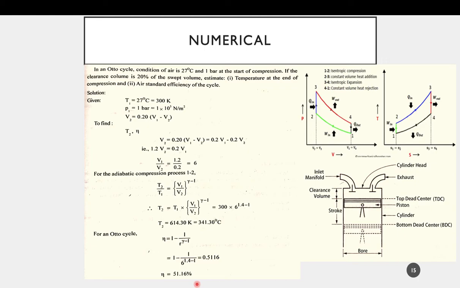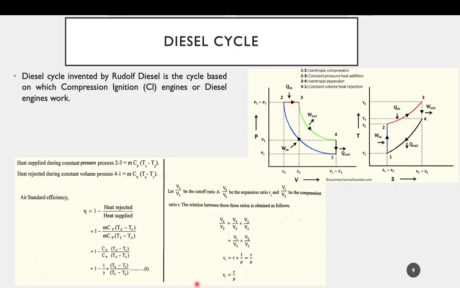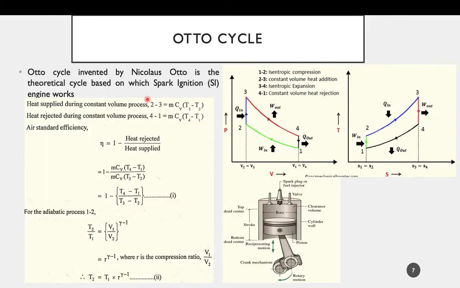Now we'll proceed to the diesel cycle. The diesel cycle was invented by Rudolf Diesel, and diesel engines or compression ignition engines, that is CI engines, work based on this cycle. The Otto cycle which we have seen earlier was a spark ignition engine, an SI engine, because we provide a spark for the air and fuel to burn. It was a constant volume cycle, with heat addition happening at constant volume.